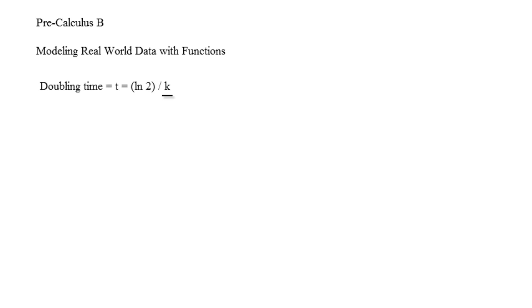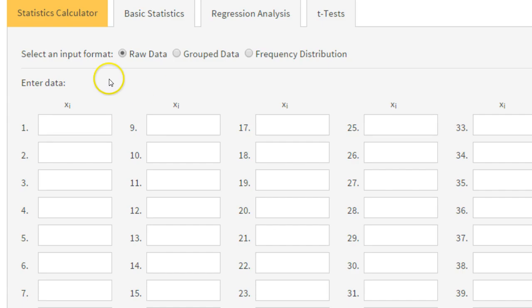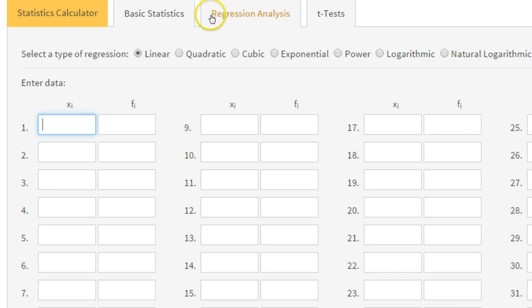Now on to nonlinear regression. Here we are at metacalculator.com, and I clicked on the statistics calculator, as you can see. Now in regression analysis, I'm going to start by having this in basic statistics, so I'm going to go to regression analysis. What you're going to do is click here, and then whichever method you want: exponential, power, logarithmic, natural logarithmic. It's totally up to you. You're probably going to be sticking to the exponential, the logarithmic, or the natural logarithmic.